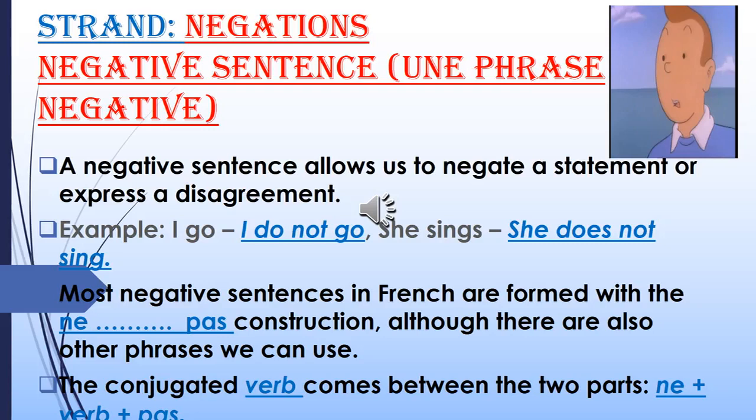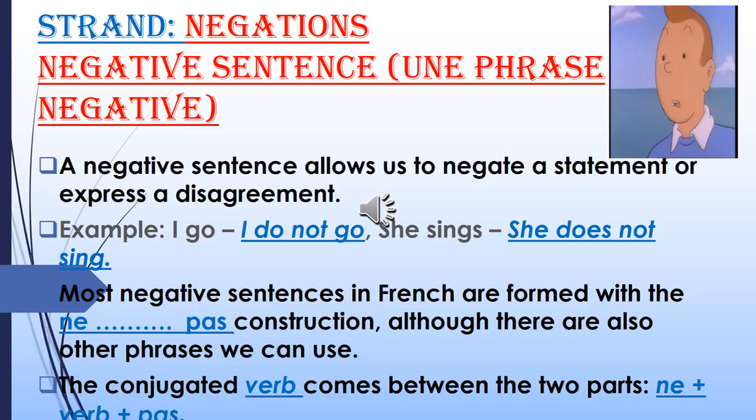Negations. We are going to write or say a sentence in the negative form or in the opposite direction, or we are going to express disagreement to a statement that has been made. For example, I go. The negation will be I do not go. She sings. The opposite direction will be she does not sing. They swim. They do not swim. We come. We do not come. He dances at church. He does not dance at church.